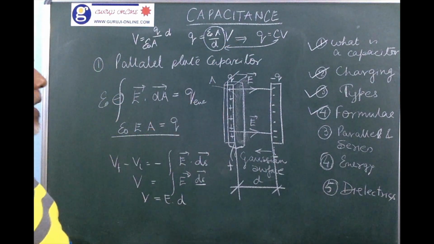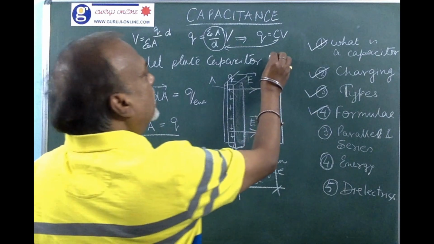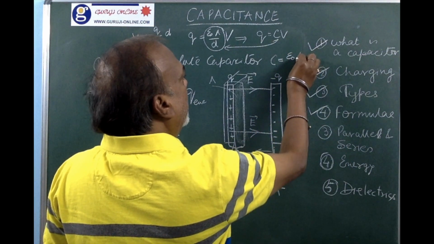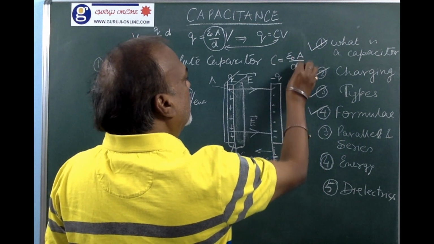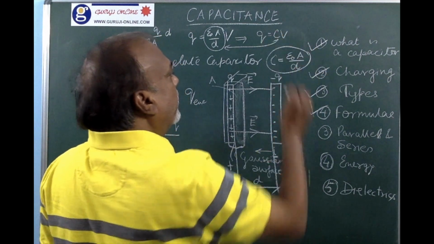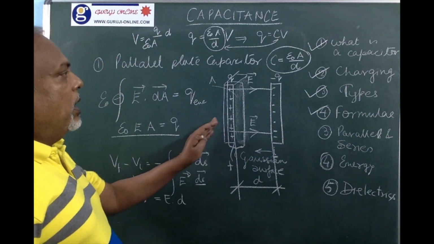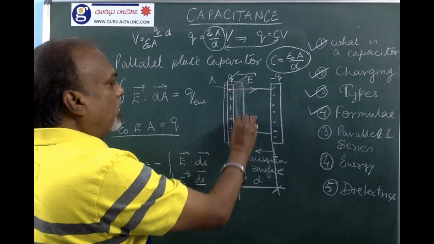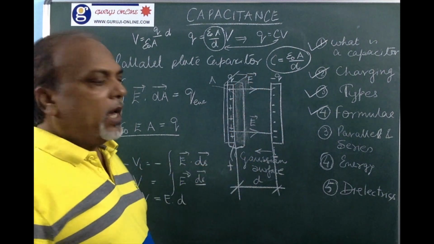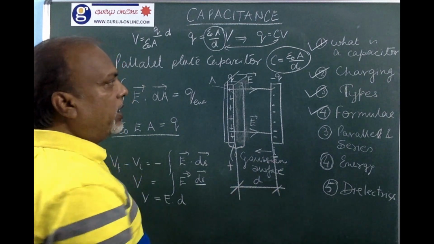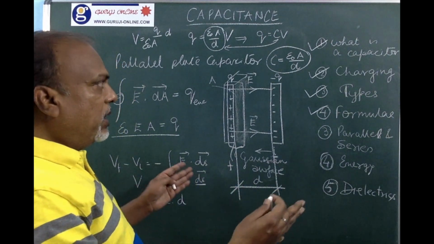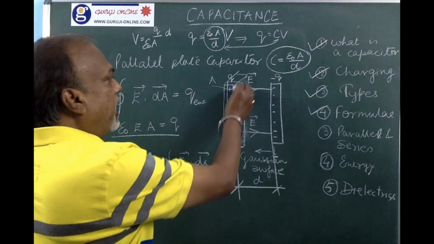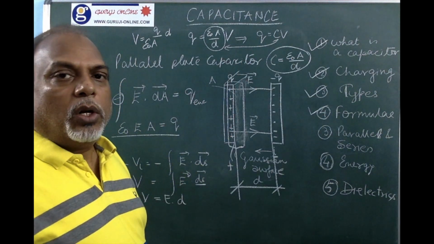So in case of parallel plate capacitors, your C is epsilon 0 A upon D. It means your capacitance is dependent only on the area of the plate and the distance between them. If you increase the distance, capacitance will come down. If you increase the area, capacitance will go up.